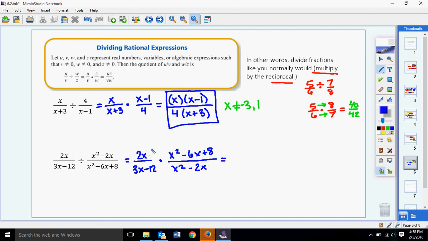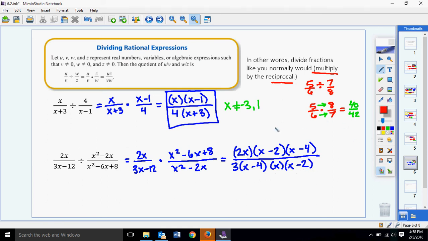So now that I've rewritten it, I want to make sure I factor this. I cannot factor 2x, but I can factor this trinomial into two sets of parentheses. Two numbers that multiply to 8 and add up to negative 6 would be a minus 2 and a minus 4. In the denominator, my first one, I can factor out a 3 and I'd be left with x minus 4. Second denominator, I can factor out an x and I get x minus 2.